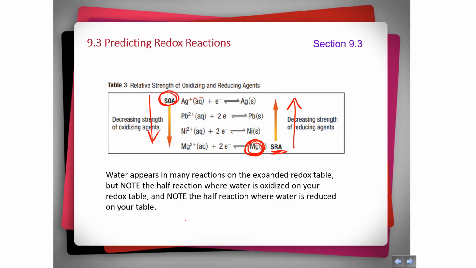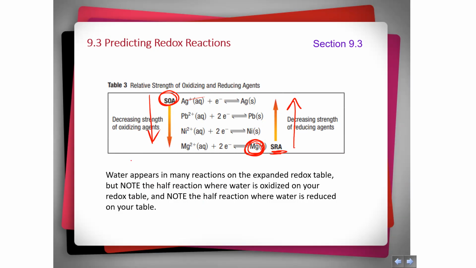So I've given you a good copy of a redox table. It's on that orange sheet. The one in your textbook is terrible. It has mistakes in it. Use the orange sheet. And on the orange sheet, I have noted two particular reactions.